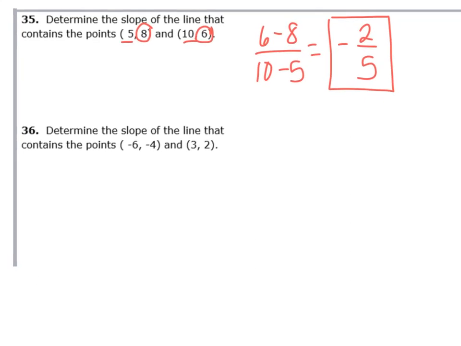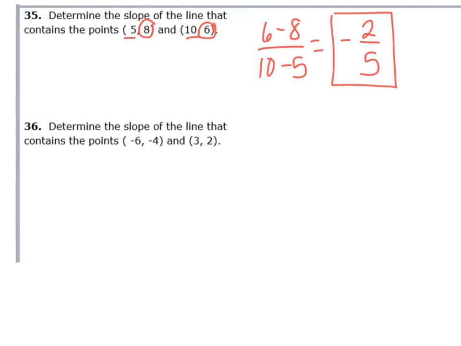Number 36. Same thing. I'm going to do my y values, the second one first. So 2 minus a negative 4 over 3 minus a negative 6. You can change those to positives, or you can type in the calculator exactly like that, and you end up with 2/3.